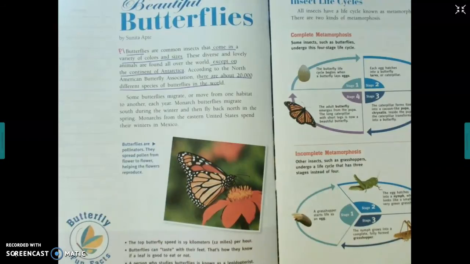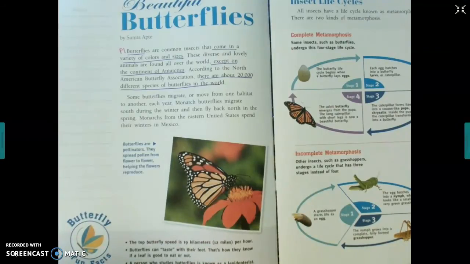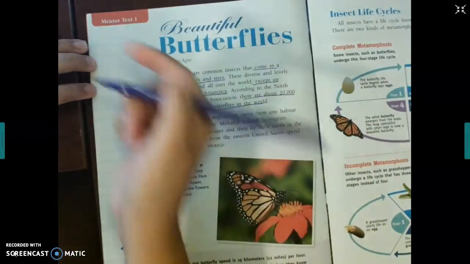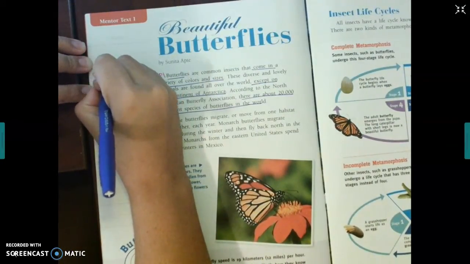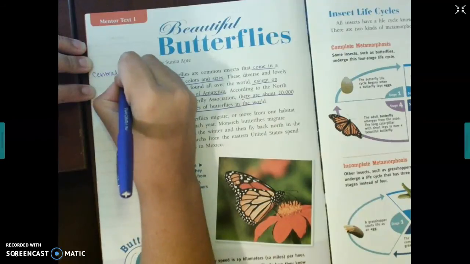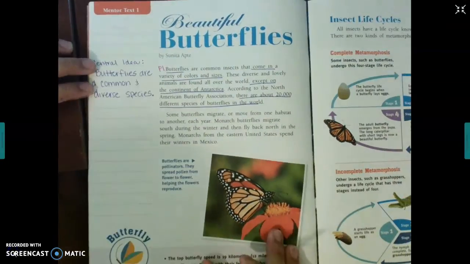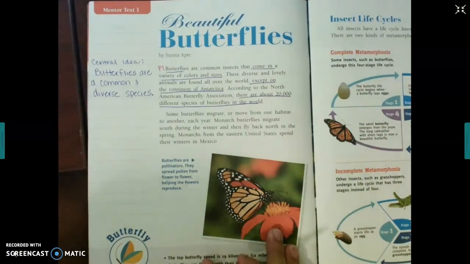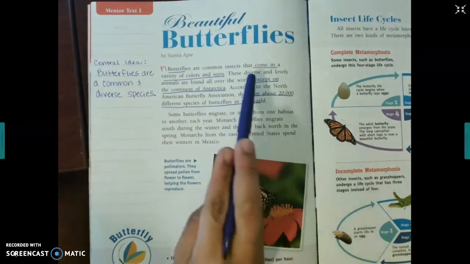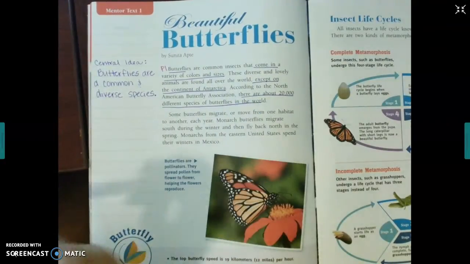So based on those details that are all supporting evidence for the author's central idea that butterflies are a common and diverse species. So what I'm going to do here for my central idea, I'm going to write it in. The central idea for this paragraph is that butterflies are a common and diverse species. Based on all of the text that I underlined, it tells me that that is my central idea.